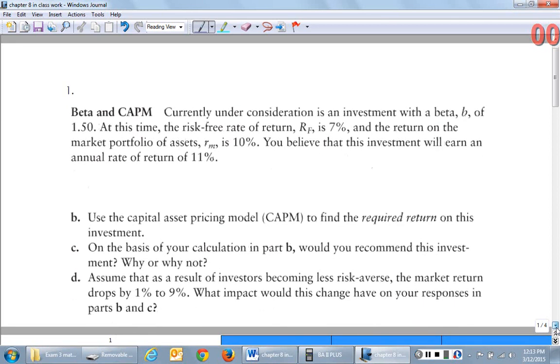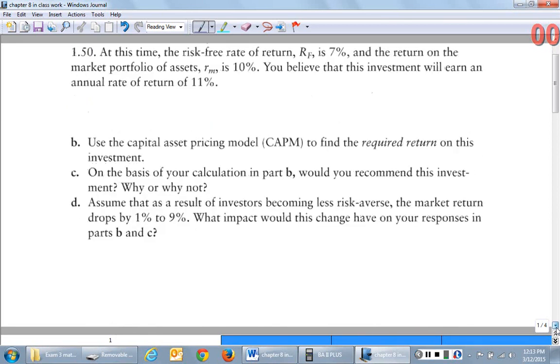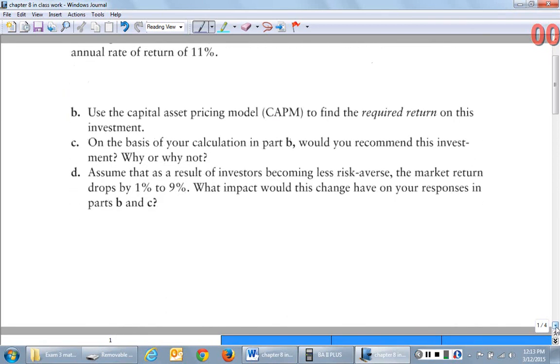So you are told to skip Part A, but Part B asks, using the capital asset pricing model, find the required return on this asset. So remember, the required return on an asset is equal to the risk-free rate plus beta times the market return minus the risk-free rate. And together, the market return less the risk-free rate is referred to as the market risk premium.